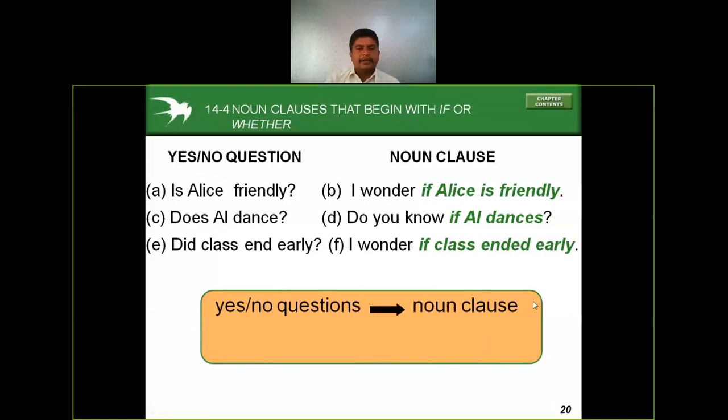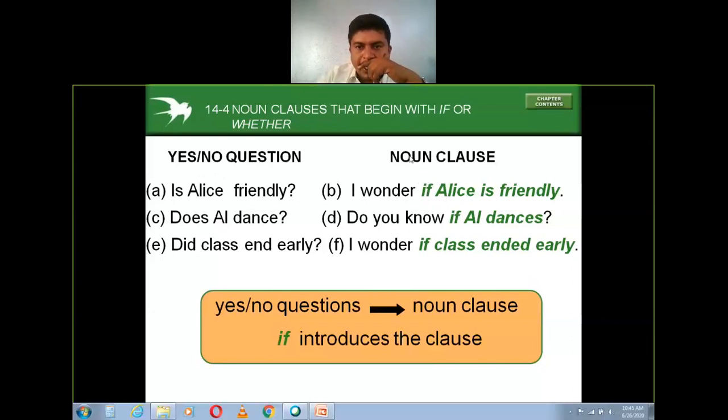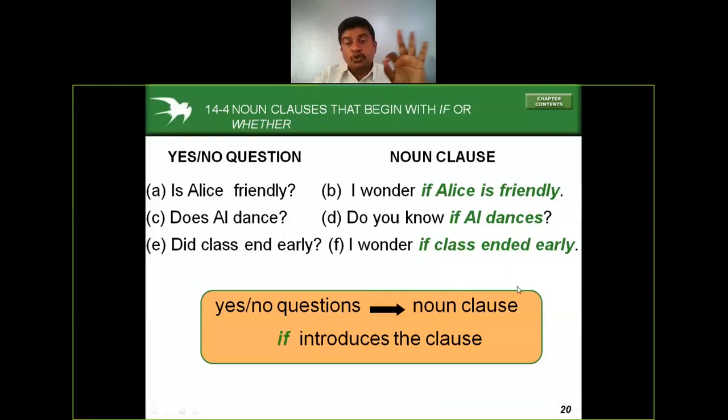Look at the statement here. Yes or no questions, we'll go with the noun clause. When we go with the noun clause, "if" introduces the clause. What is the duty of the "if"? I am going to encircle "if" here. What is the duty of the "if" here? The "if" will always continue with the clause, which is the base for the clause, which starts the clause. It is a beginner of the clause. It is used as a clause introducer.